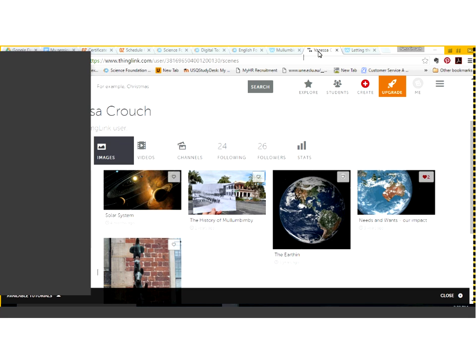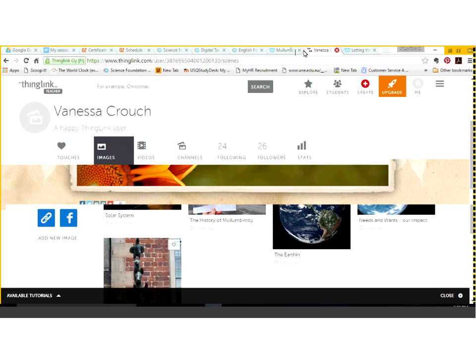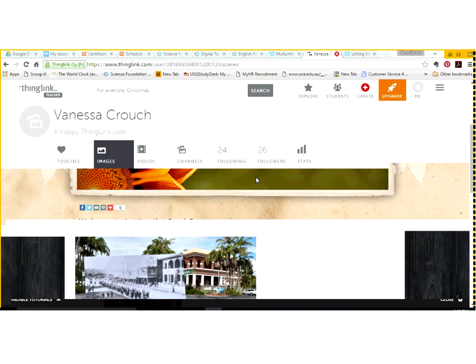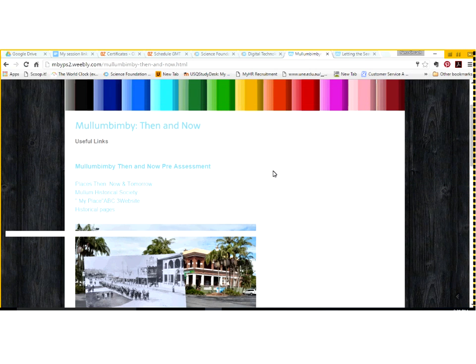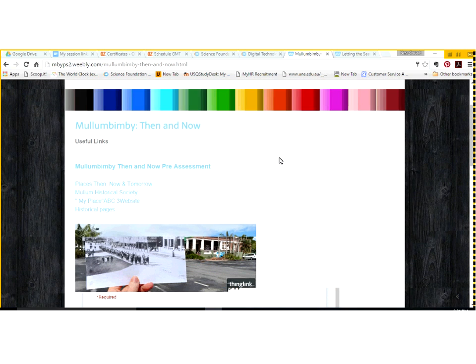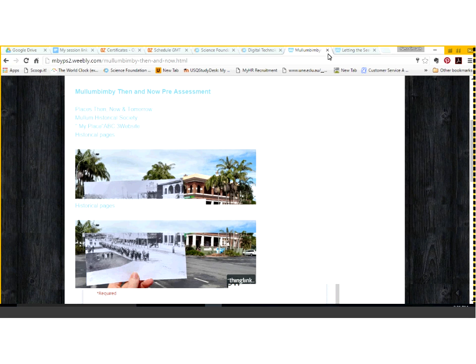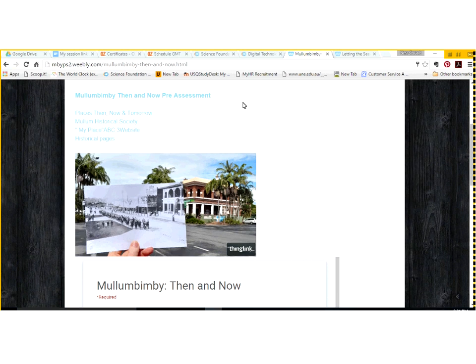Great. Okay, so that's ThingLink now. I just wanted to share with you Weebly and how Weebly can be useful in producing digital text. Now, what you see here is some examples of how I've used this in my classroom, but I will show you an example of how my students have used Weebly as well.